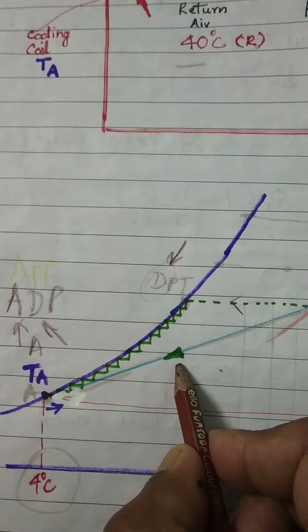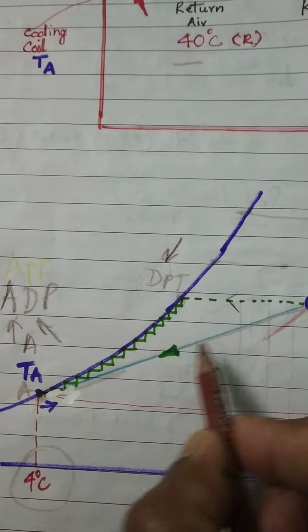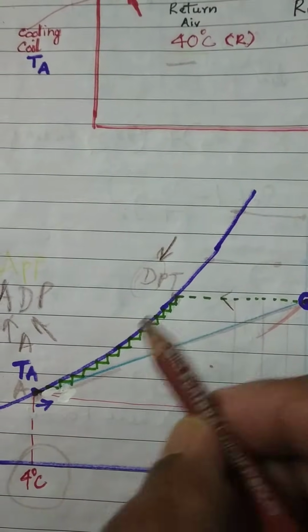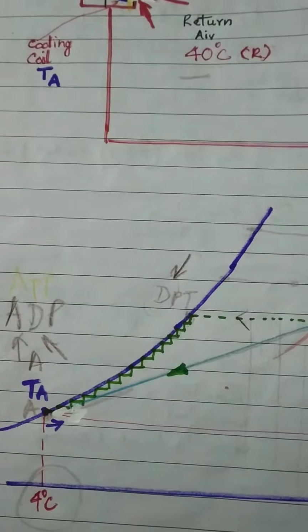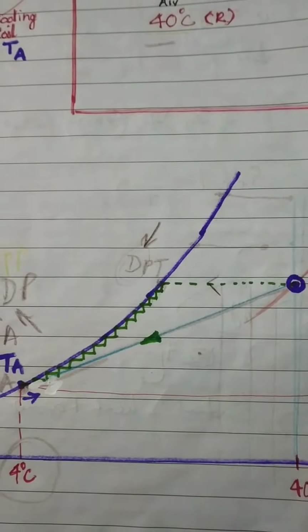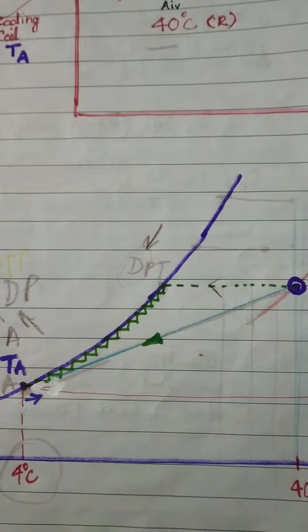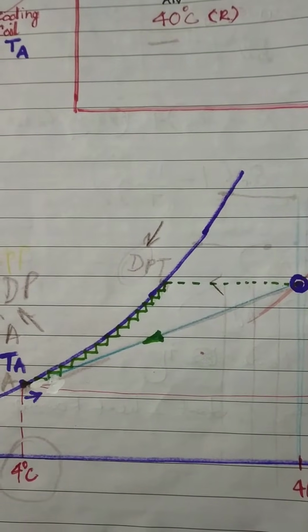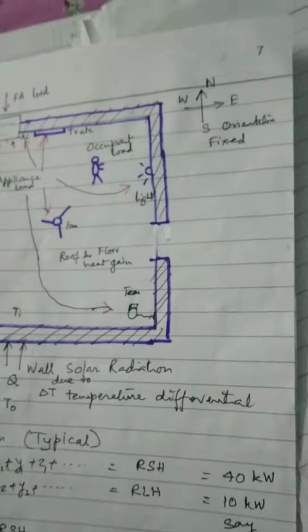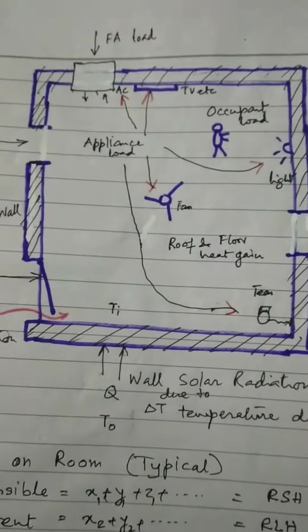So this is the cooling and dehumidification process, and this particular line is known as something which I will explain to you later on. So I hope this particular thing is clear. Now, in order to define new parameters on the psychrometric chart, I have to shift to another particular issue.